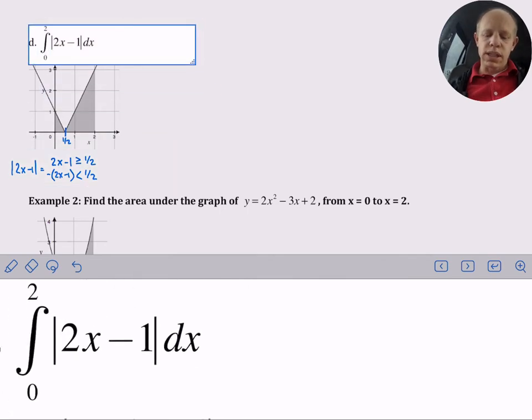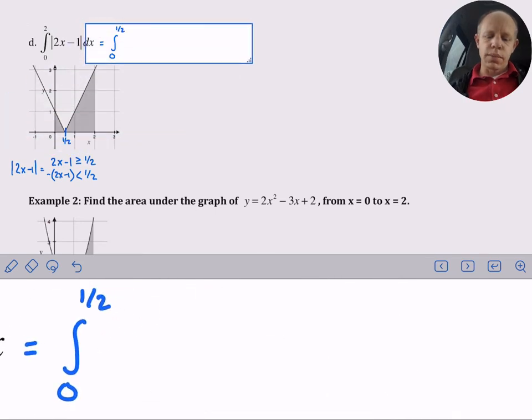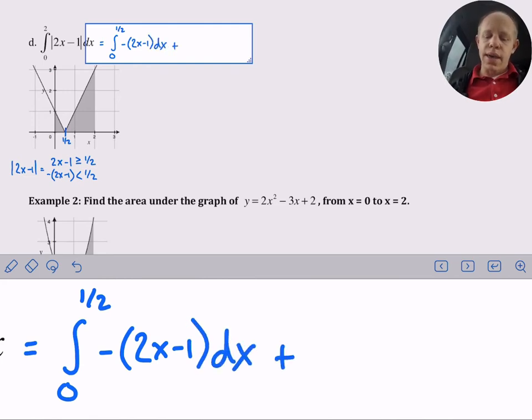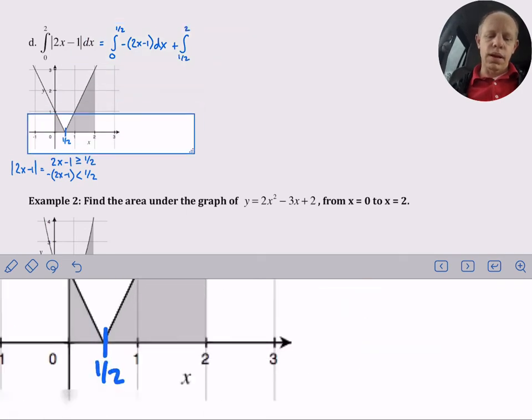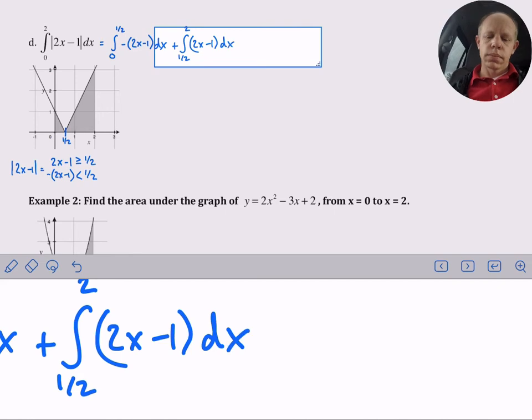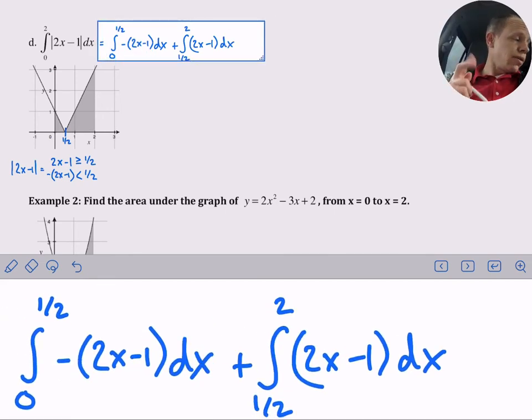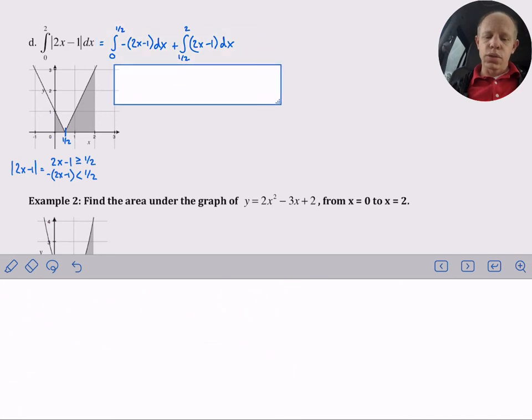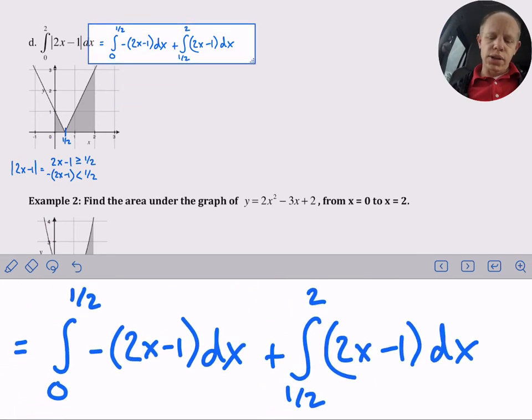And so what we can do is we can actually split this up, and we have the interval from 0 to 1/2, and that's going to be this negative portion. And so that's going to be the opposite of 2x minus 1 dx. And then we can add that to the second portion, which will be 1/2 to 2 of the 2x minus 1. All right, so in this case, we actually have two definite integrals to solve here. And so we'll just do the first one here. We probably should distribute that negative, and so that would become positive there. That'll be a little bit easier to look at.